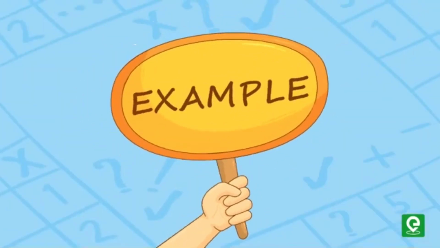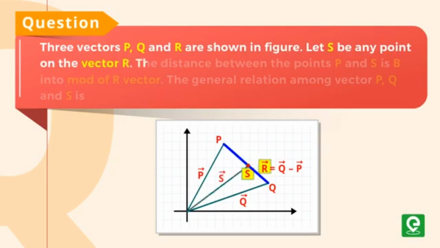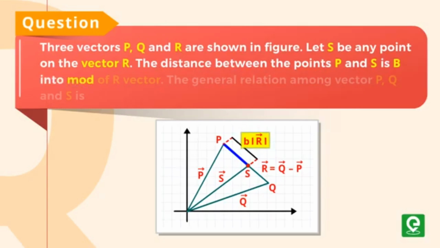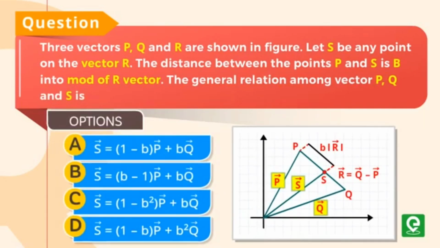Let's take an example to understand this concept better. Question. Three vectors P, Q and R are shown in the figure. Let S be any point on the vector R. The distance between the points P and S is b into mod of R vector. The general relation among vector P, Q and S is. Options are given. You have to find the correct one. This question was asked in JEE Advanced 2017 exam.